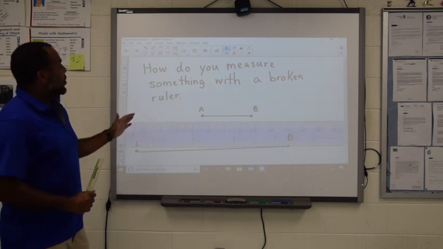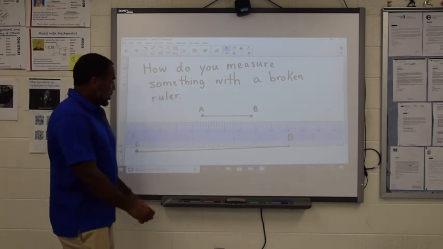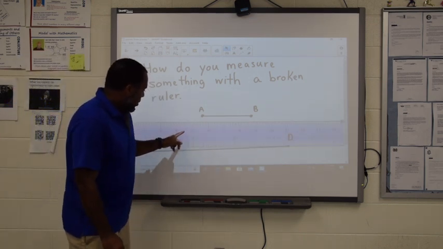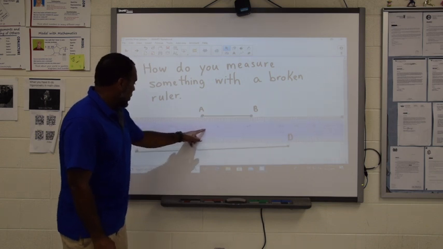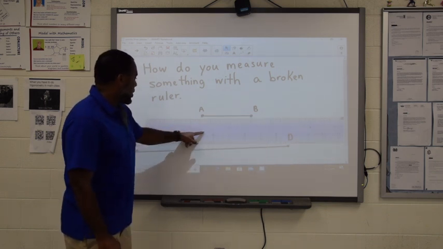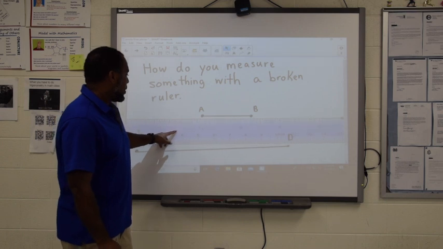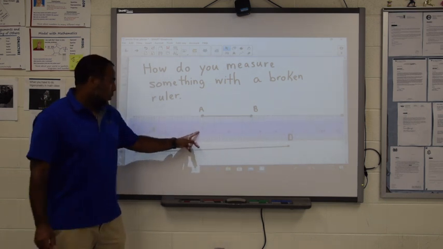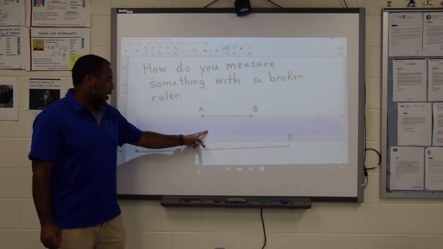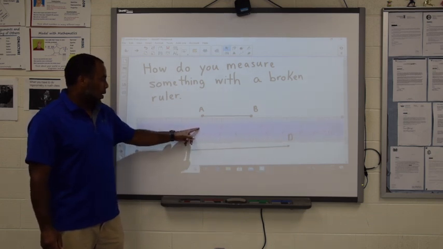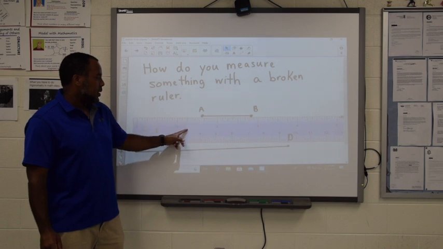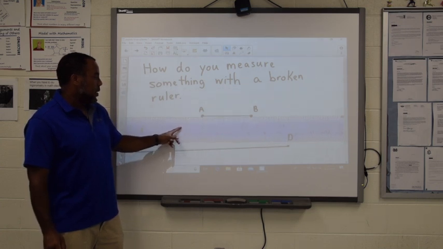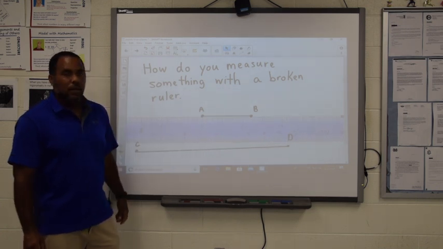So, how do you measure something with a broken ruler? I'm going to find one piece of my ruler. I'm going to stick with inches. I'm going to find a number. Any number doesn't really matter. It can be 1 and 1.5, it can be 1 and 6/16. I'm just going to stick with 2 because it's nice and even.